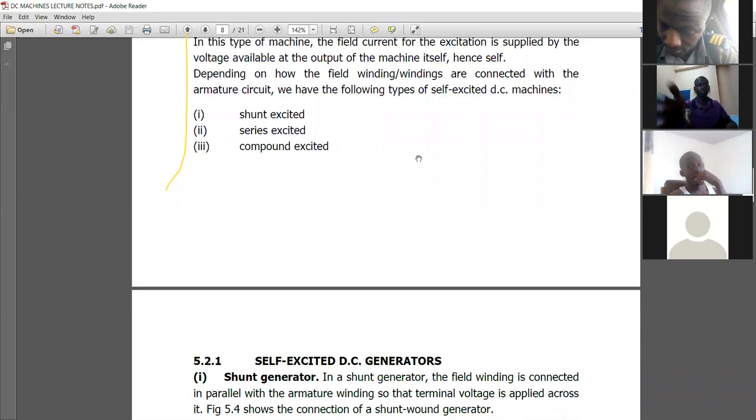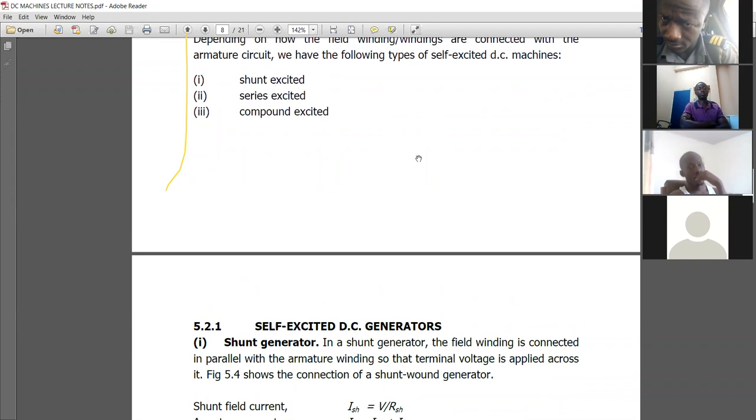We have these three things that we are looking at: shunt, series, and then compound. So, in simple terms, we have shunt, series generator, compound generator based on the excitation. So we can say shunt excited generator, right? So also shunt motor, series motor, and then compound motor. Basically that's what we are looking at.